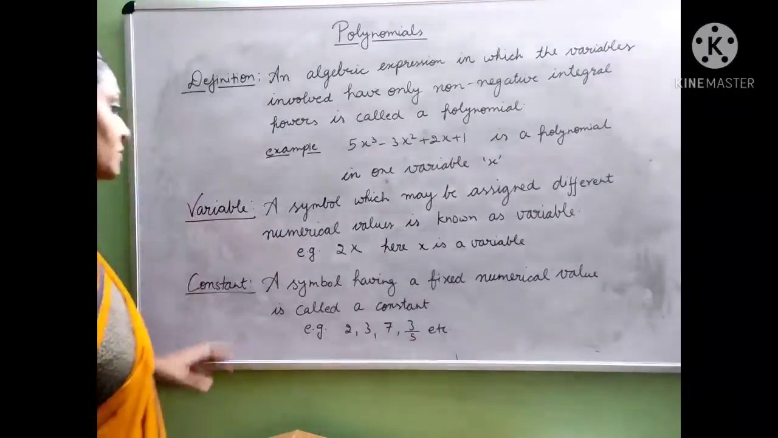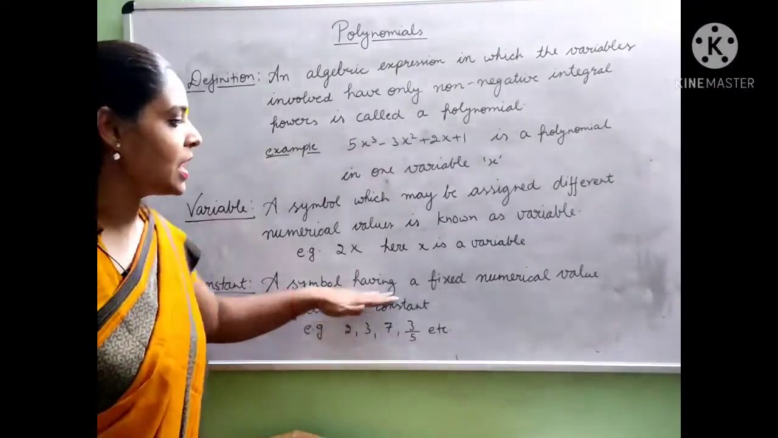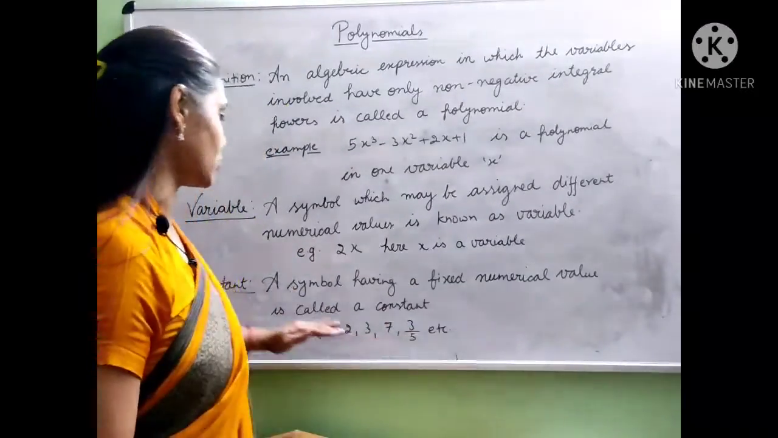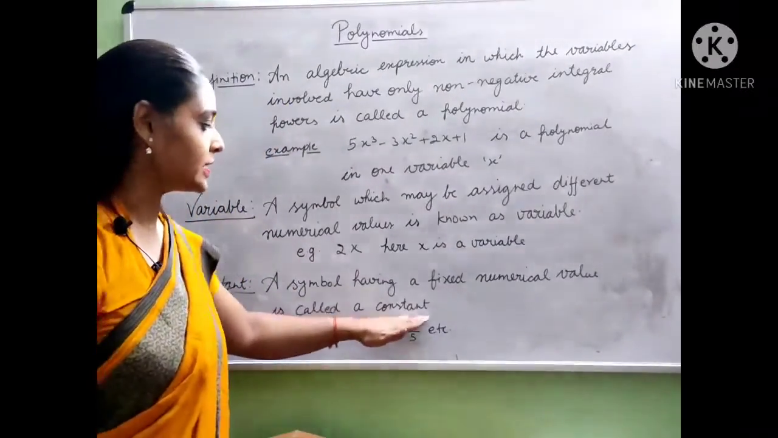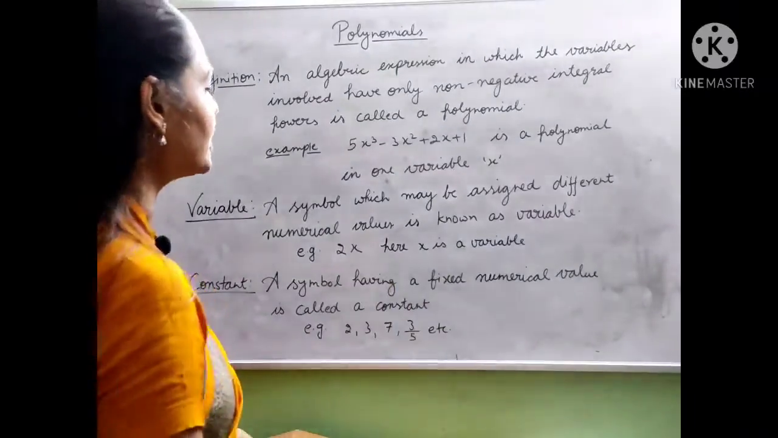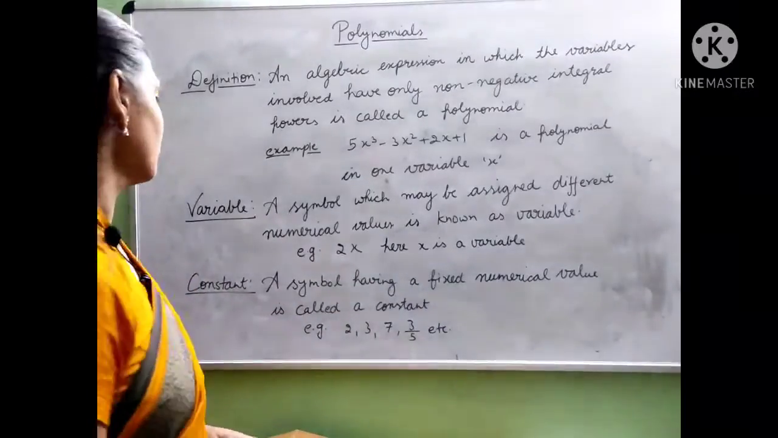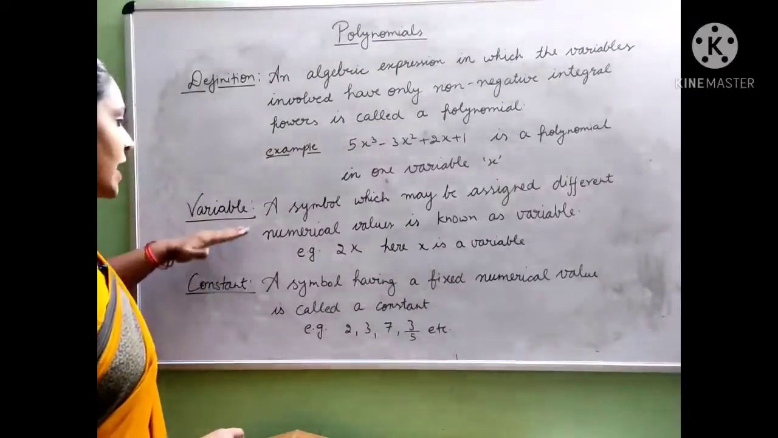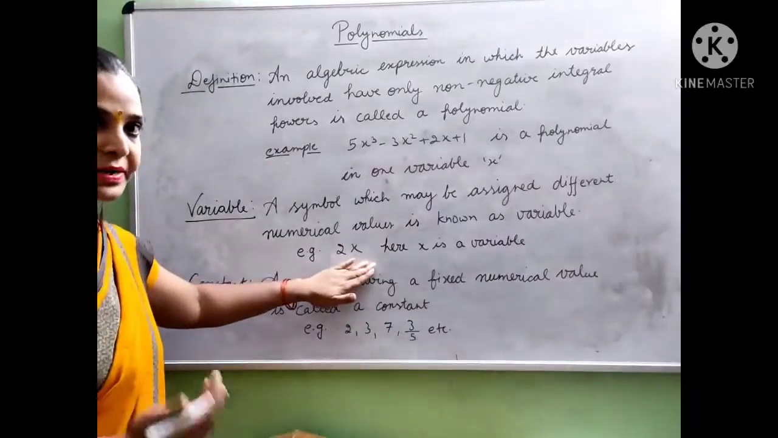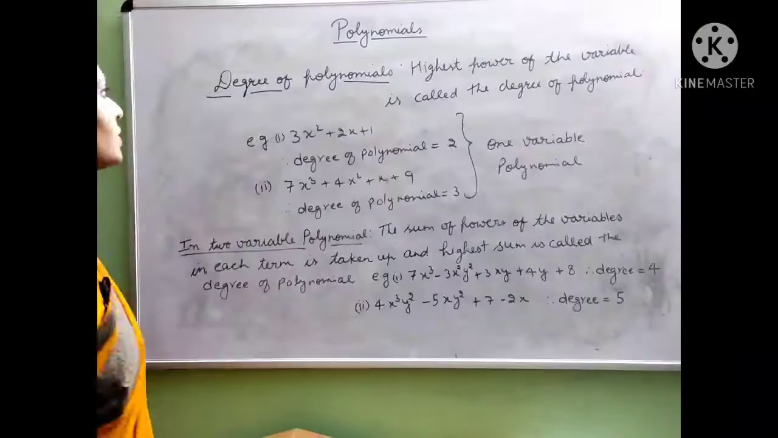Next one is constant. A symbol having a fixed numerical value is called a constant. So we can say all the numbers are constants because they have a fixed, definite value. 2, 3, 4, 5, each and every number is a constant, and variables are represented by a small alphabetical letter: x, y, z.